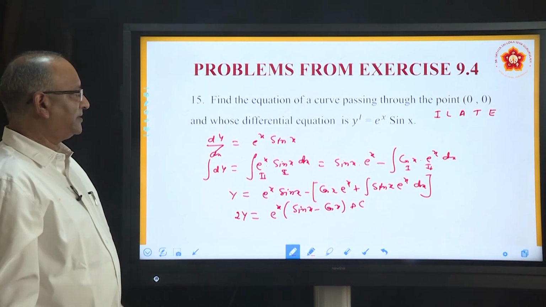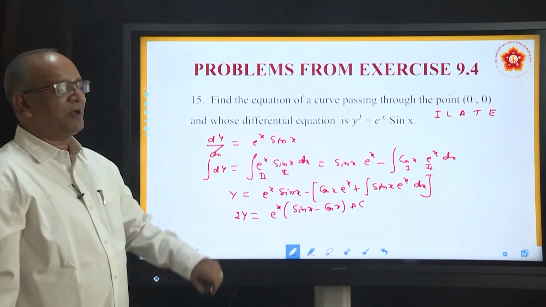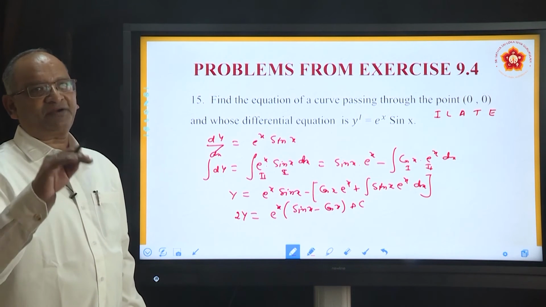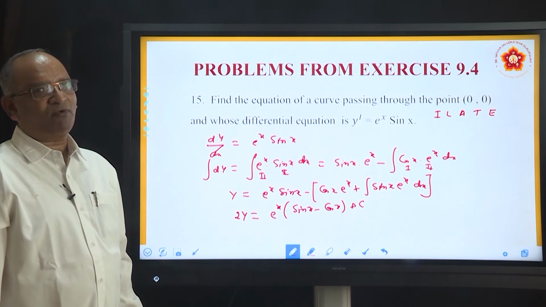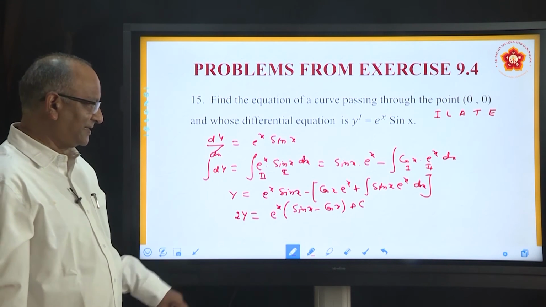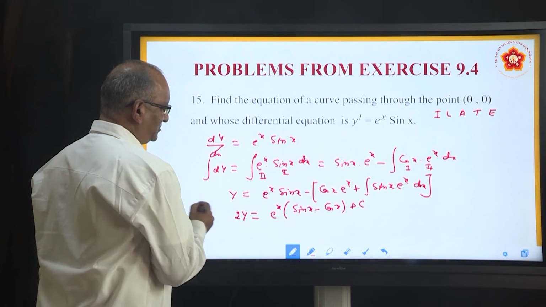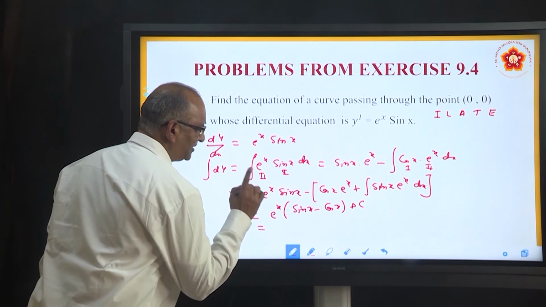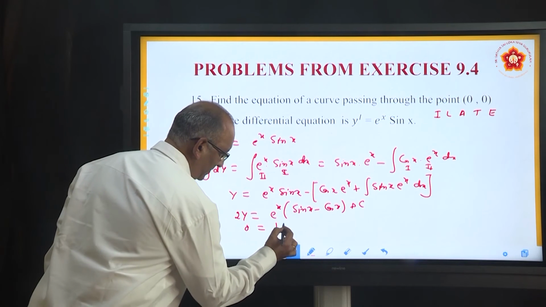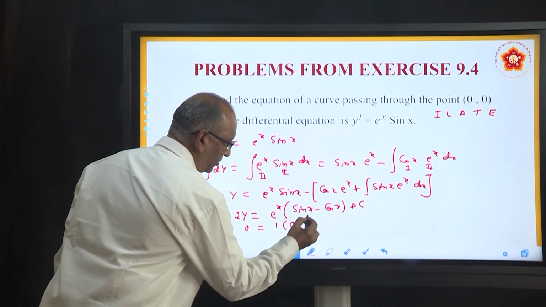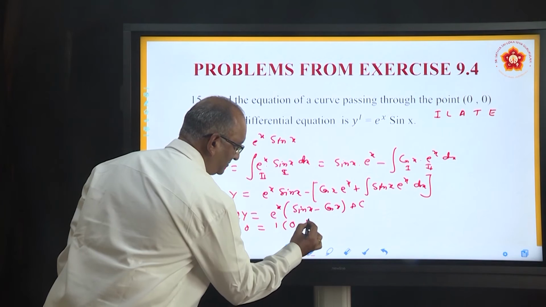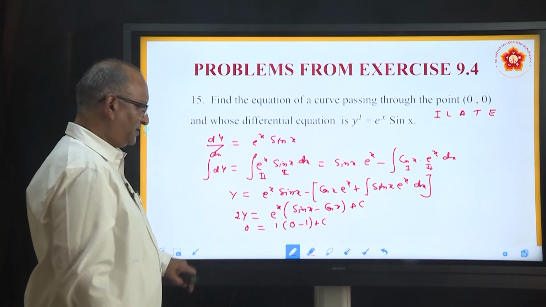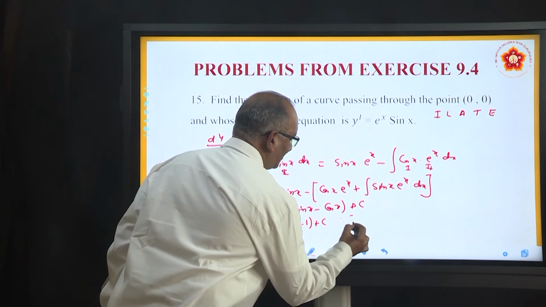What is the objective now? He says this particular curve is passing through origin. If it is passing through origin, substitute the coordinates x equal to 0, y equal to 0 so that you will know what is c. So, the left hand side is 0 equal to e to the power 0 is 1, sin 0 is 0, cos 0 is 1. So, minus 1 plus c. So, 1 into minus 1 is minus 1, this will give you c equal to 1.